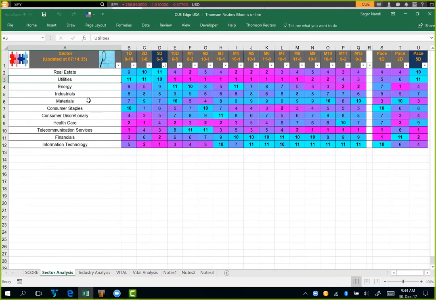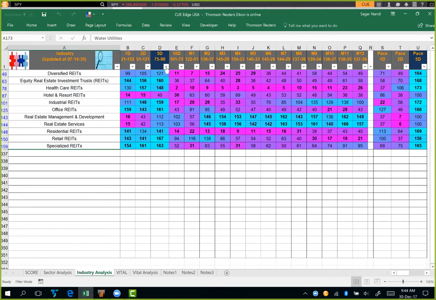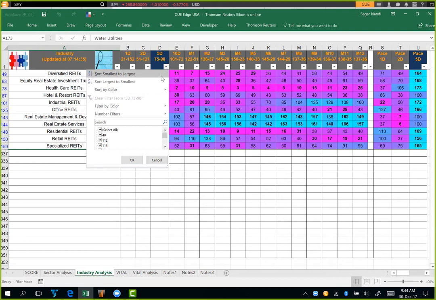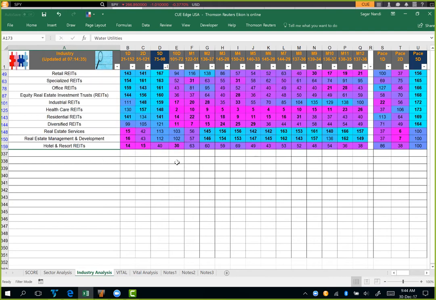We can again start from sector analysis, drill down into real estate. Let's sort the real estate industries along the primary 5 days period. We see retail REITs is one that was weak earlier, magenta, and turning cyan now. It is also holding on to the cyan color over 2 days period and over 1 day, Friday.